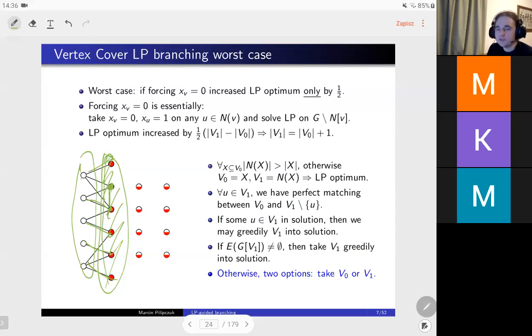Okay, so this behaves as follows. Either you pay L and take the entire V0, but then V1 stays, and it's still present in the graph, and all these edges going up here are still present in the graph, or you pay L plus 1, and take the entire V1, and then get rid not only of V0, but also all edges going to the rest of the graph.